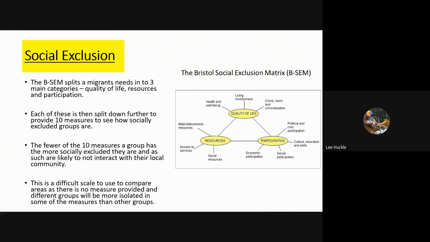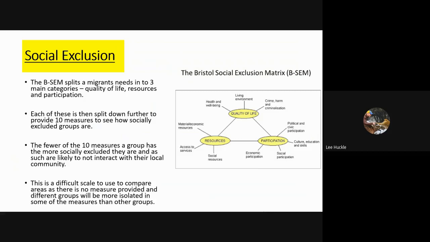Like, for example, quality of life. You've got people's health and well-being, the living environment, crime, harm, and criminalisation. So each of these is then used as a measure to see how socially excluded groups actually are. The third bullet point, it says the fewer of the 10 measures a group has, the more socially excluded they are. Now, revisit your notes on this from the lesson, because that would have been explained in detail. And you'd have looked at some particular examples.